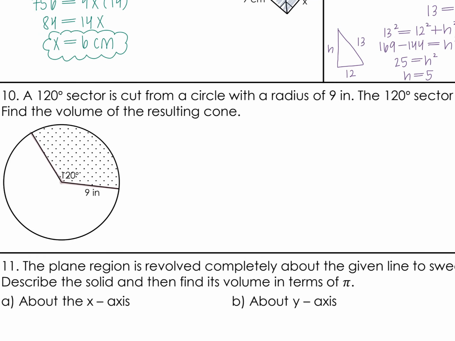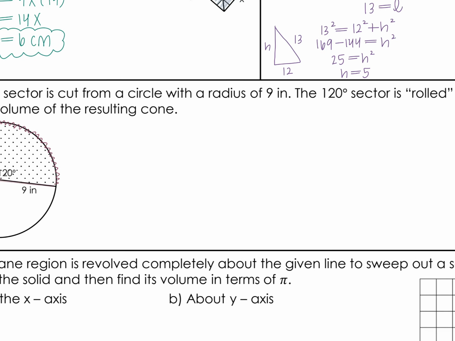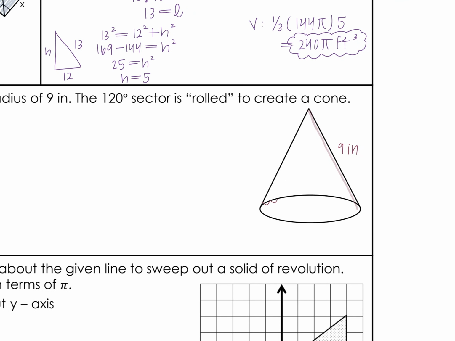And what we are going to do to find our radius, sorry, I was blanking, is we are going to notice here that this arc length here becomes the circular base over here. So in a sense, our arc length is going to be the circumference for our circular base. So we're going to start off by finding our arc length.